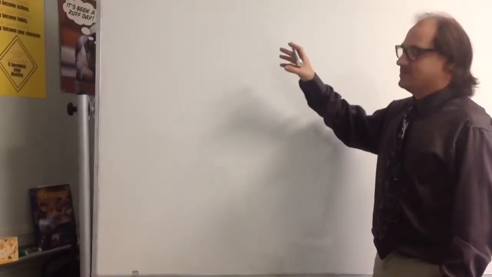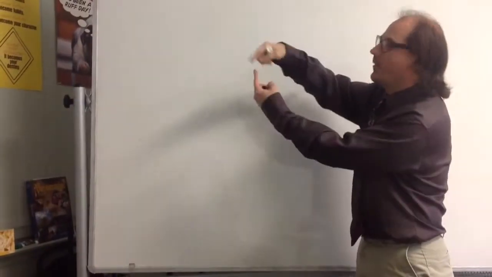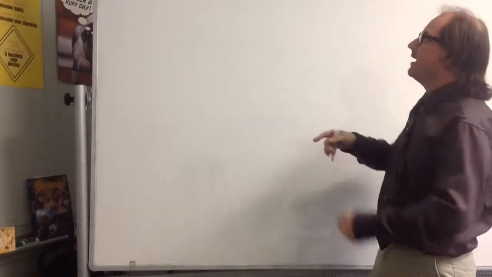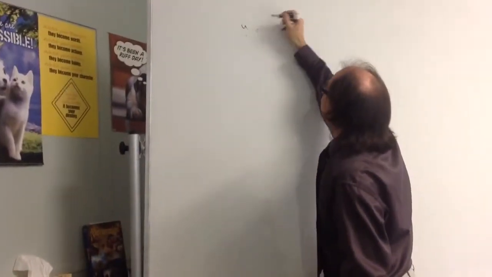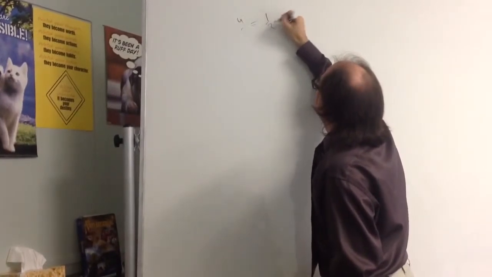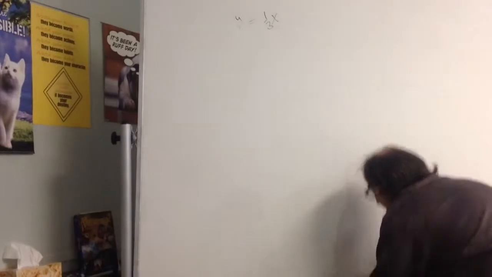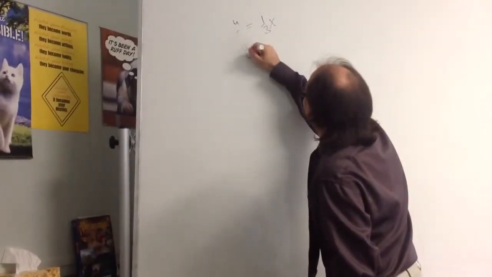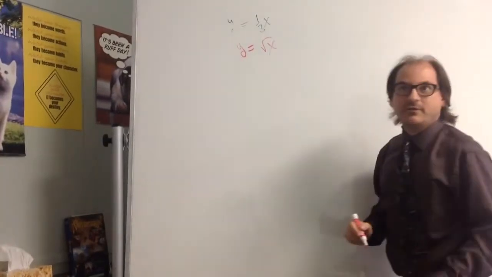So this time what I want to do is do a volume of revolution, but this time spinning around the y-axis instead of spinning around the x-axis. So let's look at these two equations. We'll have y is equal to 1/3 x, and also, let me color code it, so that'll be black, and then in red we'll do y is equal to the square root of x.